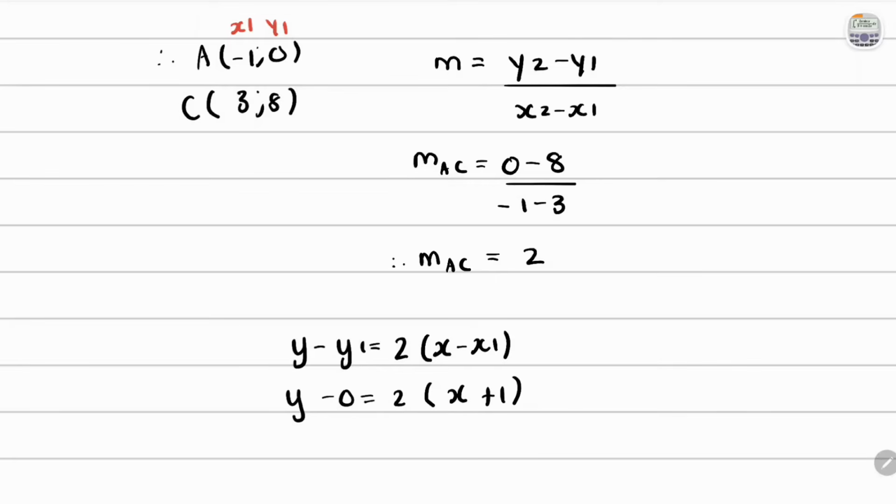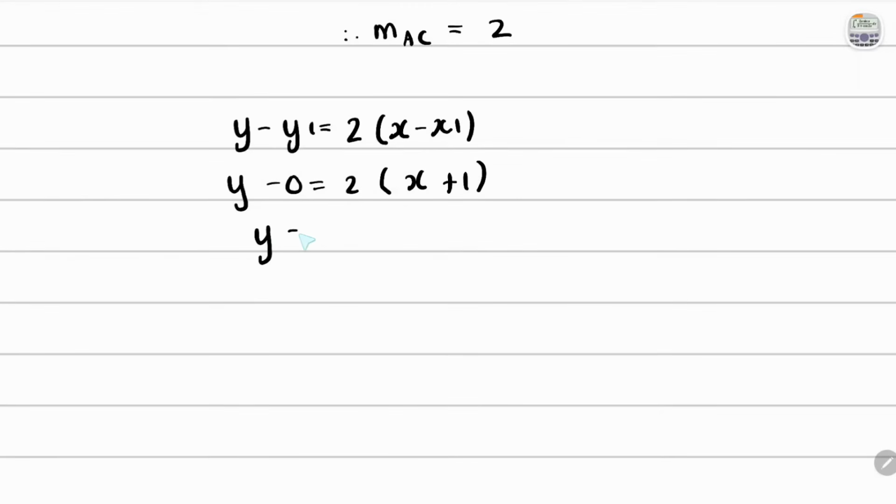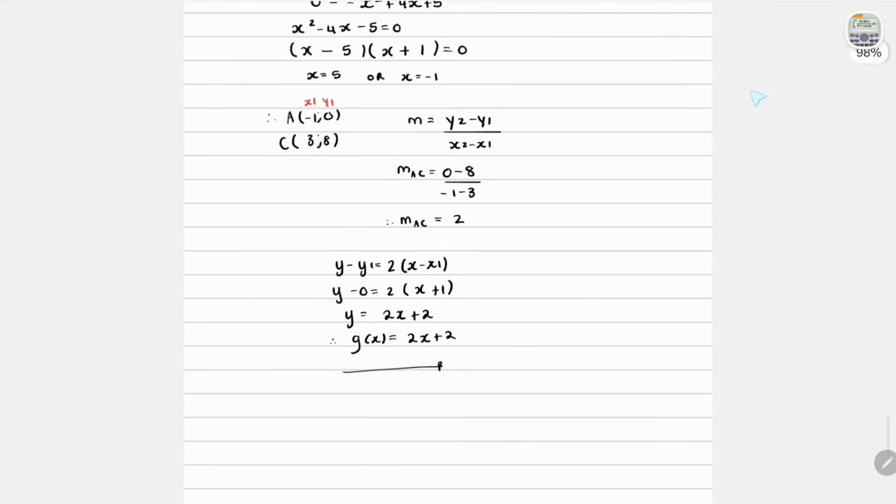multiplies and gives you a positive 1. So y minus 0 is y is equal to, and then distribute, it's 2x plus 2. So that is g of x. g of x is simply equal to 2x plus 2. And that is our answer.